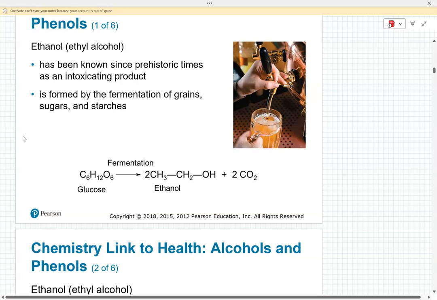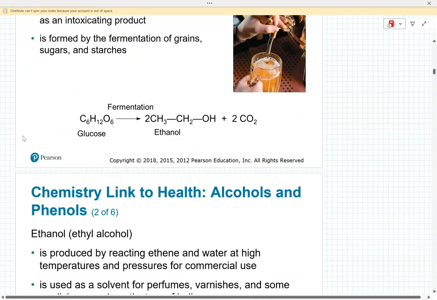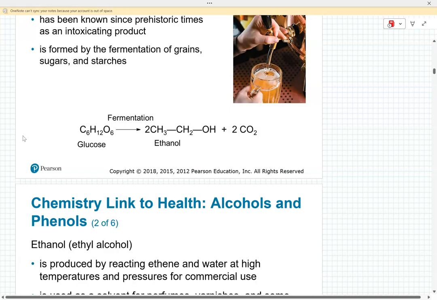Ethanol is the least toxic of all alcohols that we can get our hands on. Okay? So it is an intoxicating product. It is a drug. It is a poison. And it is formed by the fermentation of grains. That's one option. So we can take glucose or carbohydrates, ferment them, and produce ethanol.